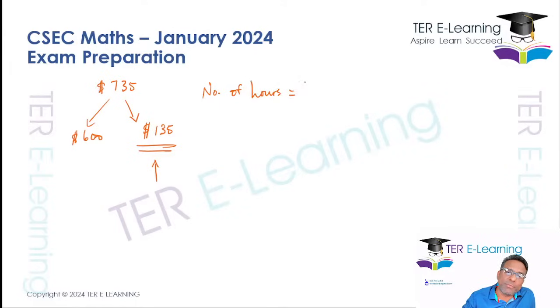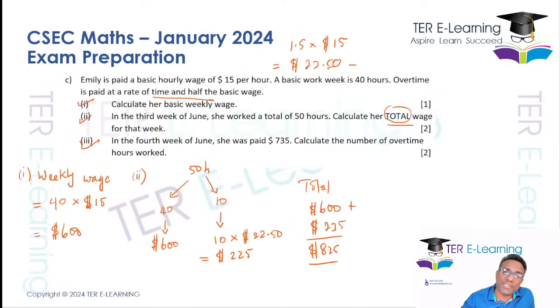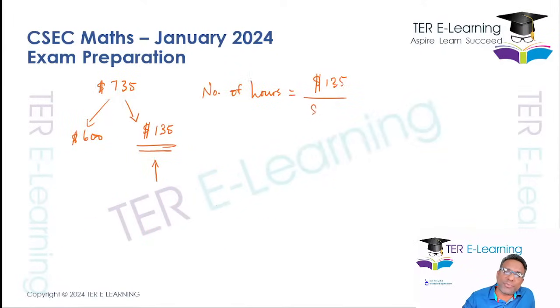If you want to work out the number of hours, it's simply going to be $135, and you're going to divide that by the overtime hourly wage rate, which is this figure here, $22.50. This is going to give you your number of overtime hours. So it's 135 divided by 22.50, and you're going to get 6 hours. So that's the number of overtime hours she worked, which is 6.